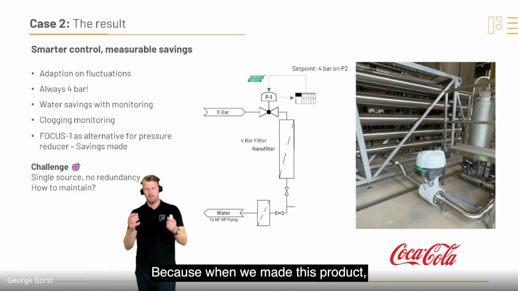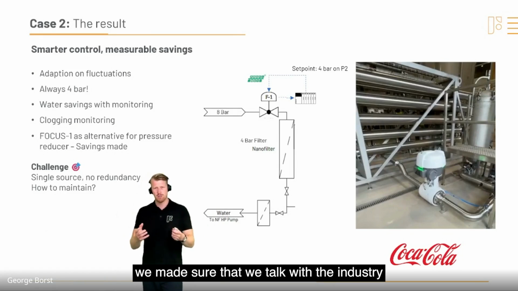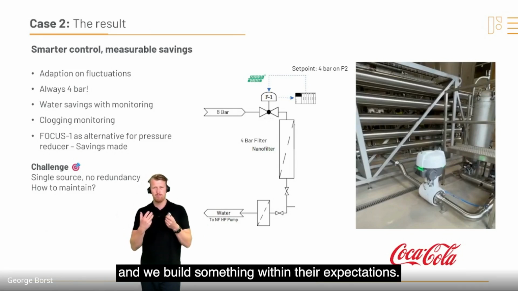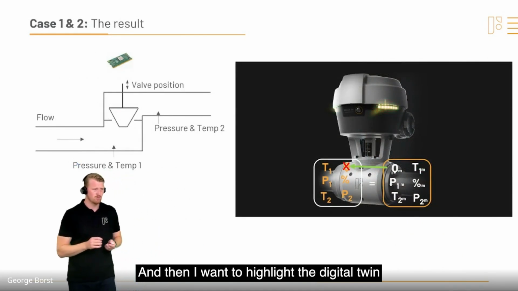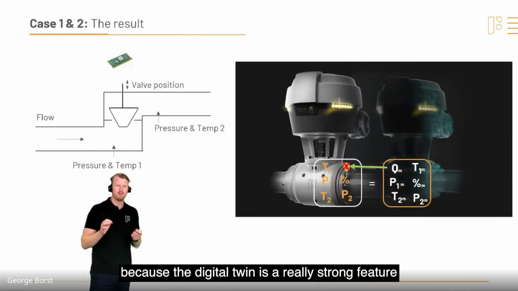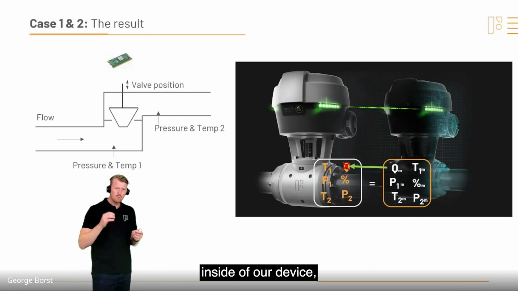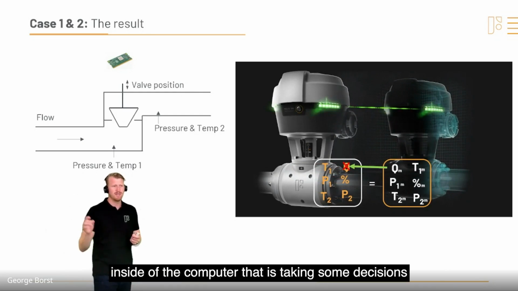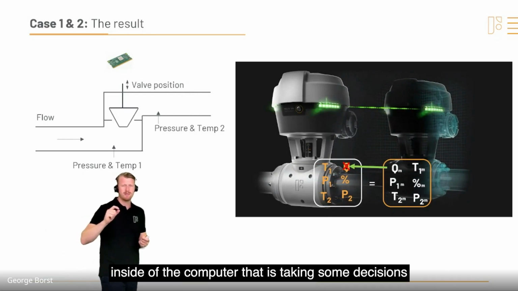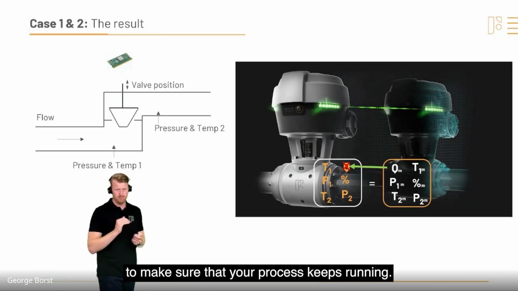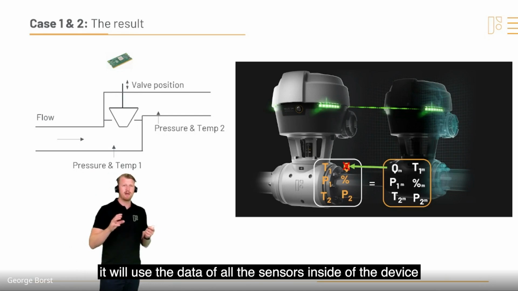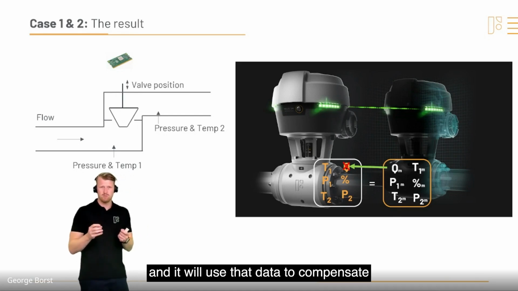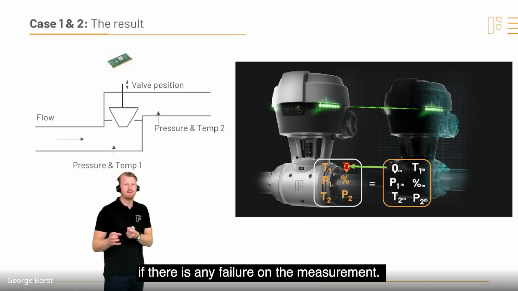ago. Because when we made this product, we made sure that we talk with the industry and we built something within their expectations. And then I want to highlight the digital twin, because the digital twin is a really strong feature inside of our device, a model-based solution inside of the computer that is taking some decisions to make sure that your process keeps running. And what it will do, it will use the data of all the sensors inside of the device, and it will use that data to compensate if there is any failure on the measurement.